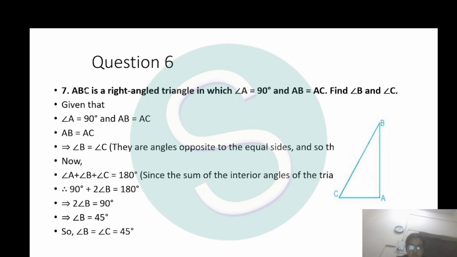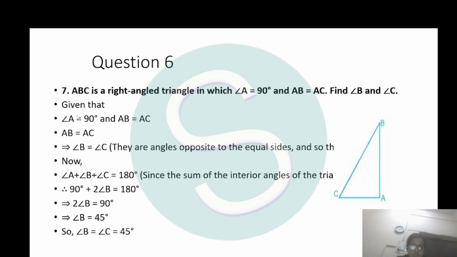Next question is: ABC is a right angle triangle in which angle A equals 90 degrees and AB equals AC, and we have to find angle B and angle C. So this is a right angle triangle in which A equals 90 degrees. Also AB equals AC, and we have to find angle B and angle C. So how will we find out the values?